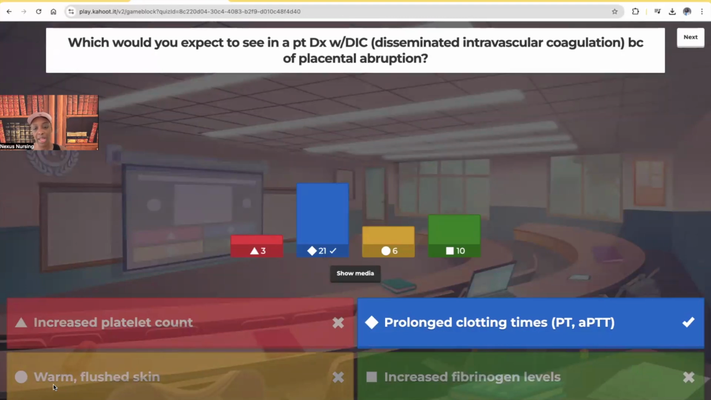I thought more of you guys would get this correct answer. So the correct answer is prolonged clotting times. It's taking longer for this patient to clot. They're at risk for bleeding. So let's talk about what's happening here.